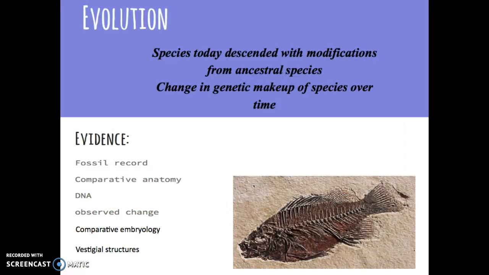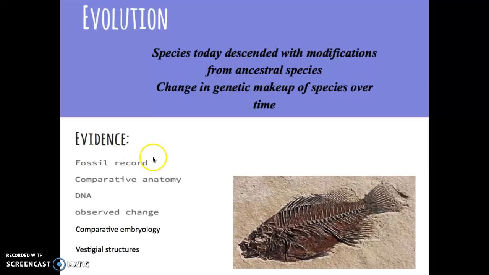Okay, let's look at evolution. Evolution is the theory that species basically came from our ancestors, different ancestors that have been modified over the years. The genes have slightly changed because of natural selection. Now, evolution is a theory, and these 6 things here are the evidence that supports the theory of evolution.